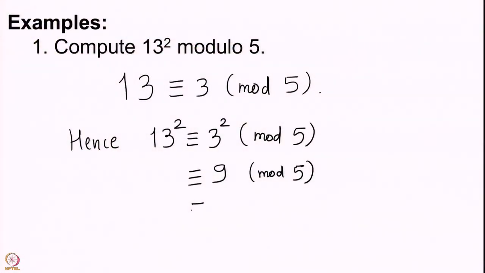But since we are looking at the residue classes, we will look at elements which are between 0 and 5. So, we are going to look at only the 5 elements 0, 1, 2, 3, 4, and among these 5 elements, 9 is congruent to 4 mod 5. So, our answer is 4. Quite easy. So, let us go and do some more problems.